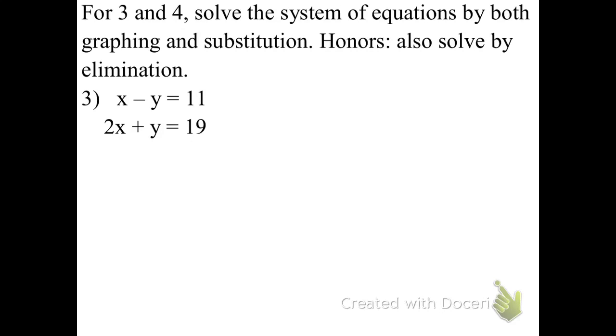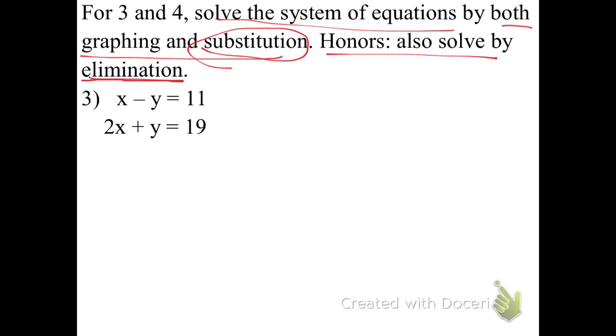Alright, moving on to problem 3 and 4. We're supposed to solve the system again using both graphing and substitution. I'm going to do the substitution on this side and then graphing on a later slide. The honors one I'm going to do after these non-honors videos, the regular videos, and then later I'll add in the elimination part. Anyway, so I'm going to use substitution on this side.